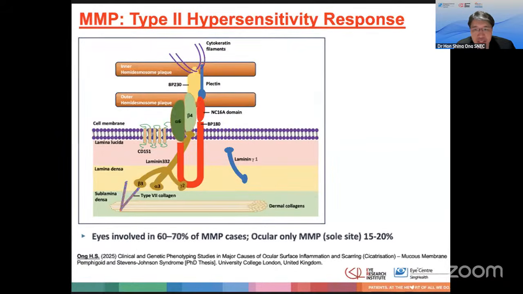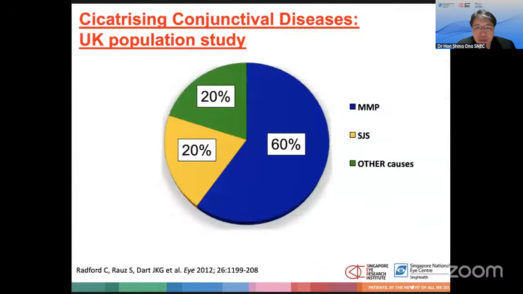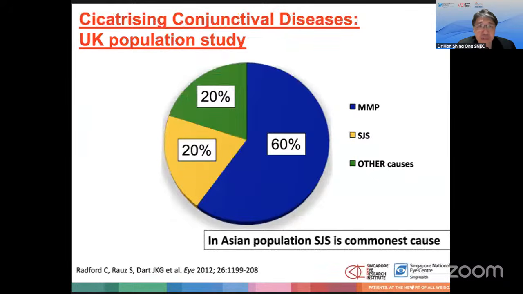Eyes are involved in 60 to 70% of pemphigoid cases, and the sole site, ocular-only pemphigoid, accounts for 15 to 20%. So this is important, as we may be the only physicians who would ever diagnose it in some patients. These are the stats. It's still considered a rare disease, more common in females, and there's a peak age of onset between 60 to 80 years, so the elderly population. This is unlike the Stevens-Johnson population.